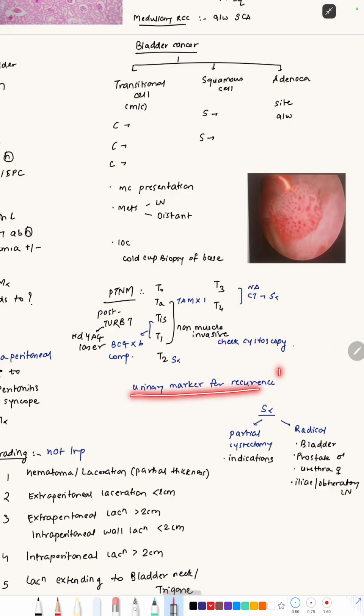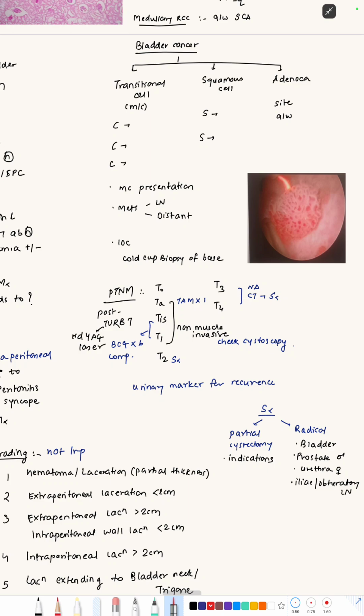The urinary marker for recurrence is the NMP22. Then surgery: there are two types of surgery, partial cystectomy and radical cystectomy. The indications for partial cystectomy are small tumors, carcinoma on the dome of the bladder, and carcinoma away from the ureteric orifice.